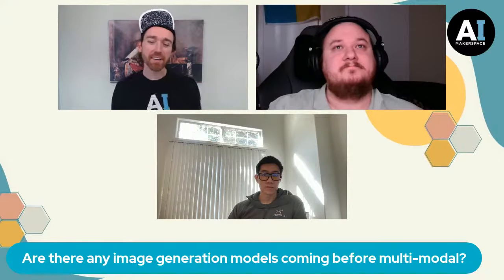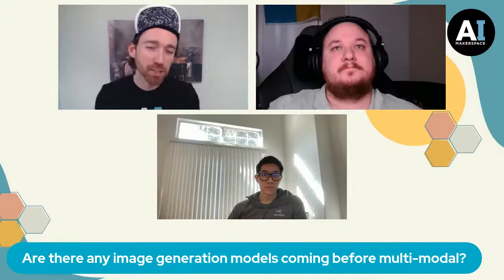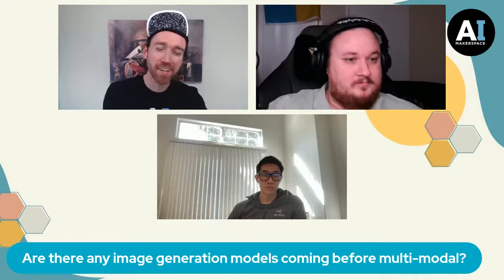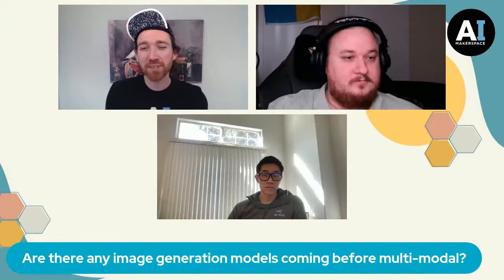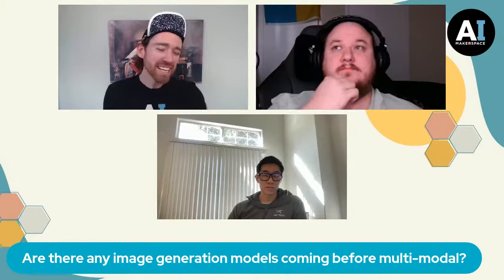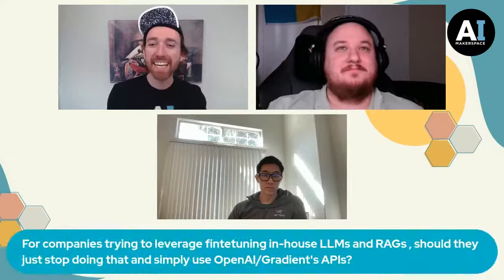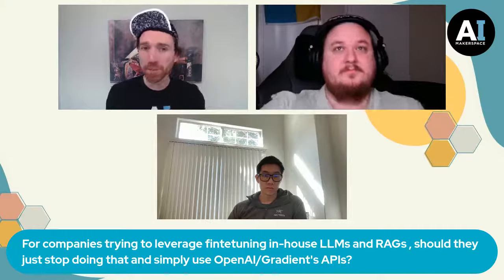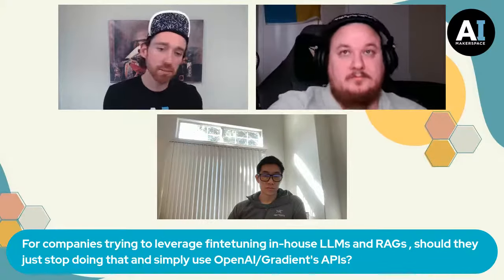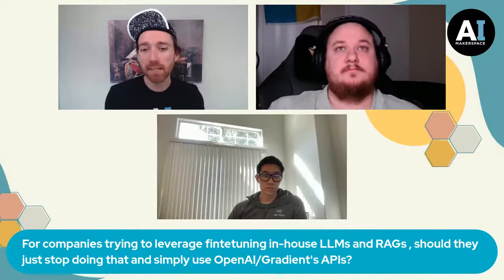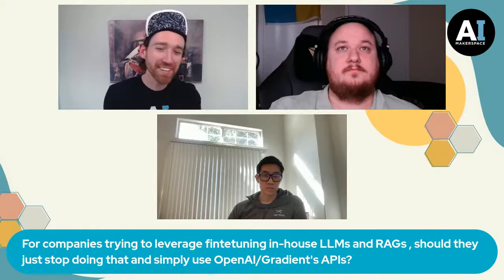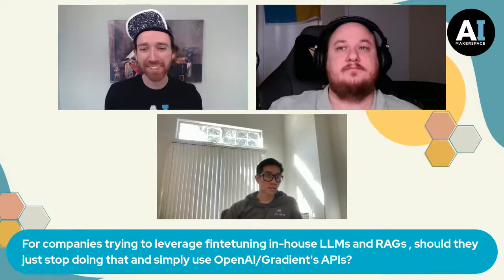All right, we got a great question that's coming up in the chat here, and I want to start with Mark on this one. It's kind of a gimme here for companies trying to leverage fine tuning in-house for building with LLMs, including RAG systems. Should they stop doing that and simply use OpenAI or Gradient instead? What do you think, Mark?